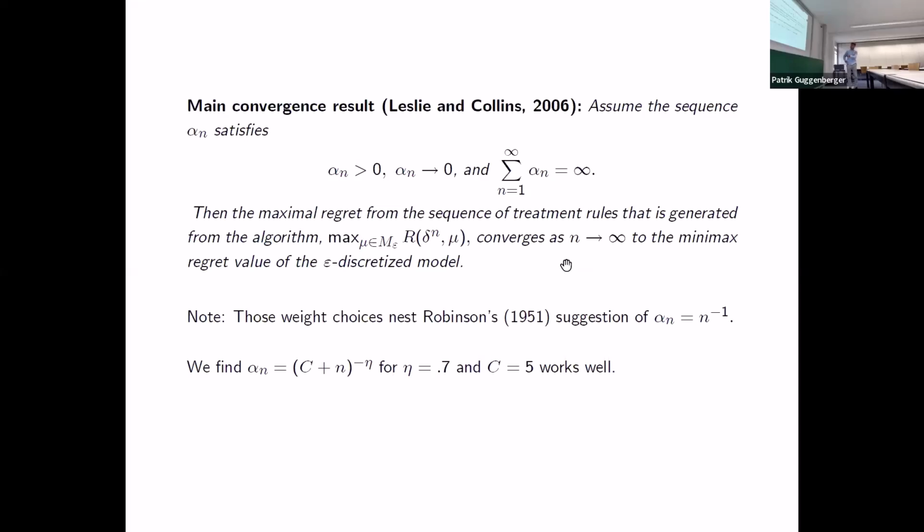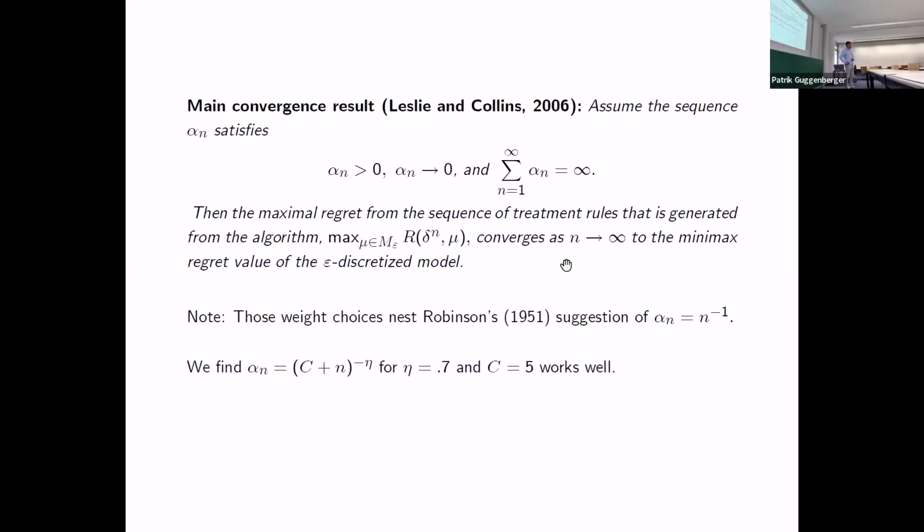So those two conditions reflect the two restrictions that we need on the updating weights, namely that they still sufficiently update the policy. So this is what this condition here implies, but not by too much. Okay, this is what alpha n going to 0 achieves. So if the weights satisfy these properties, then the maximal regret from the sequence of treatment rules, delta n, that is generated from the algorithm, so maximal regret of the sequence of the delta n's, converges as n goes to infinity to the minimax regret value.